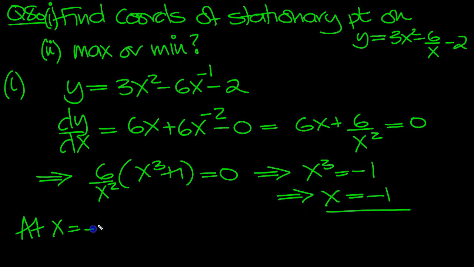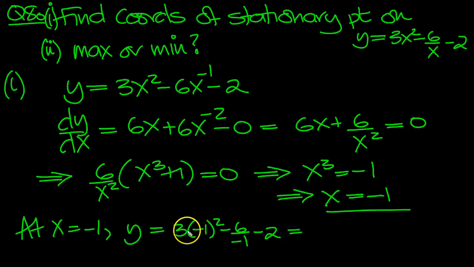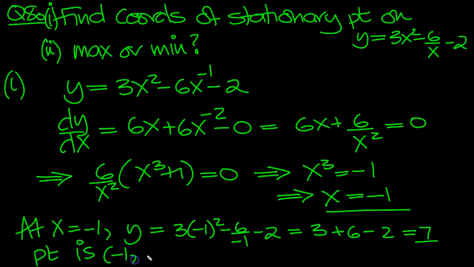At x equals minus 1 then, y is equal to, well, we've got 3x squared, 3 times minus 1 squared, minus 6 over the minus 1, minus 2. Minus 1 squared is 1, 3 times 1 is 3, minus over minus is a plus, 6 over 1 is 6, minus 2. 9 take 2 is 7. So stationary point is minus 1 and 7. That's the coordinates there.